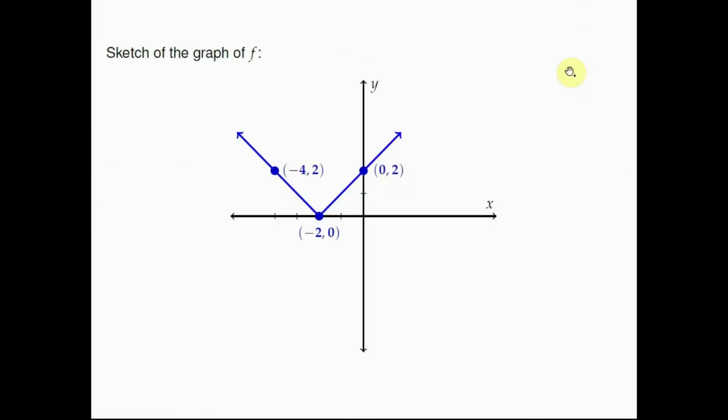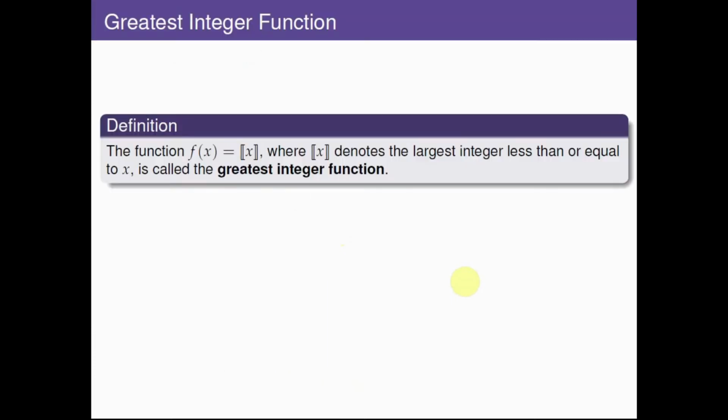Tingnan natin ang graph. Ito ang graph niya. Ang domain nito ay set of all real numbers at again, ang range ay set of all non-negative real numbers. Okay? Now, let's go to the greatest integer function. This is the function denoted as such, where this is the largest integer less than or equal to x.